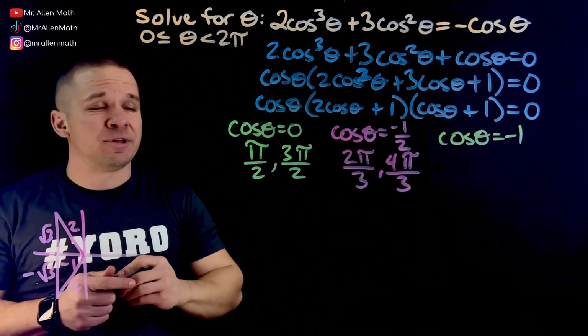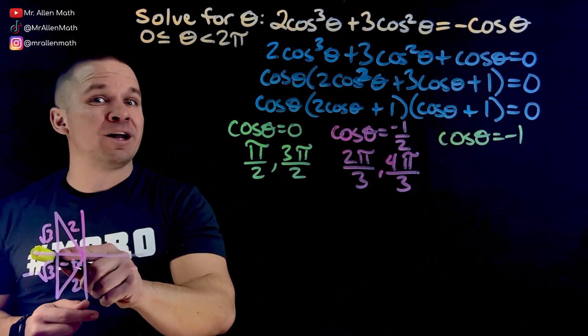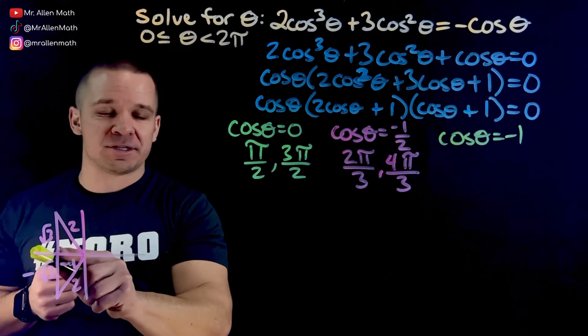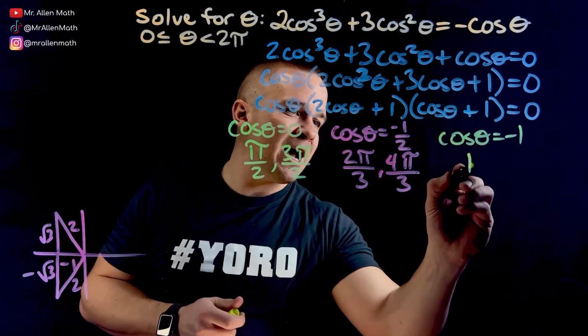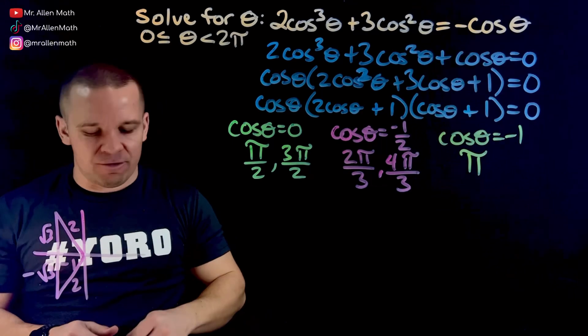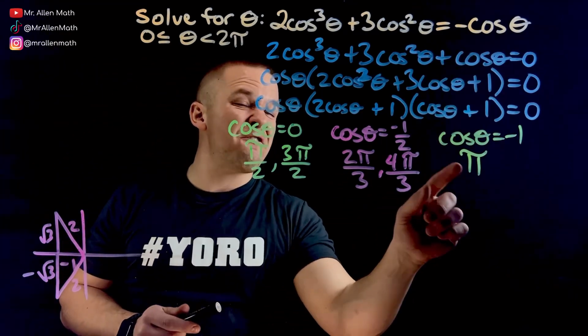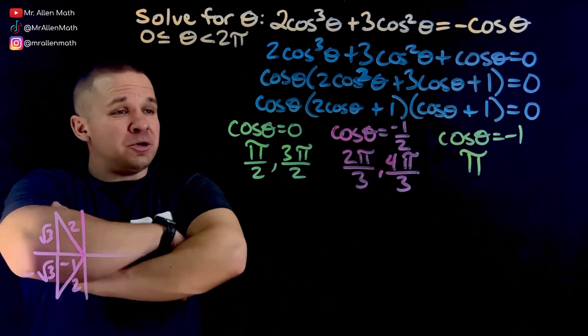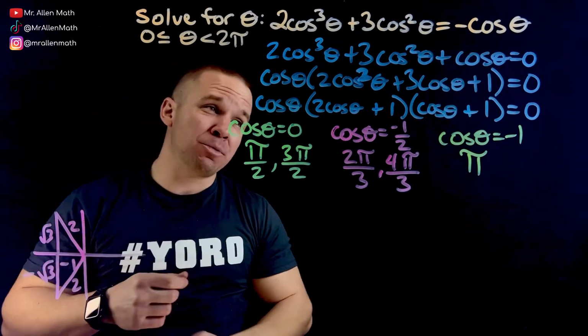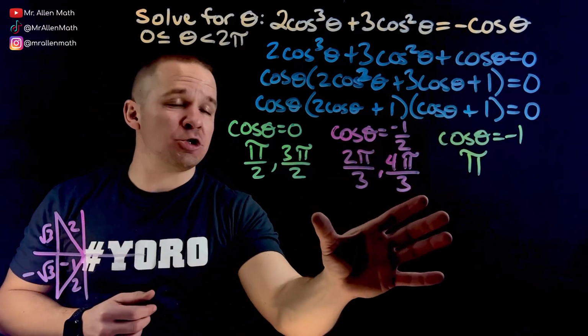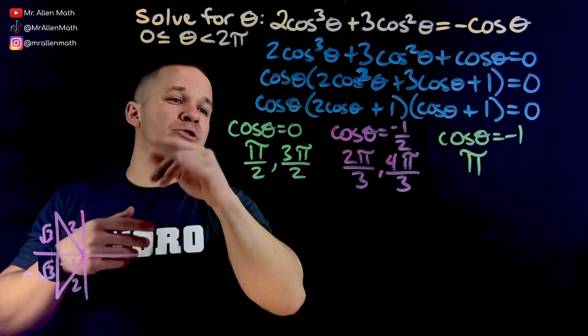Beautiful. Last one. Cosine of theta is going to be equal to -1. So when does cosine equal -1? That would be the quadrantal angle right over here, because my x-coordinate on the unit circle is -1 over there. So that's going to be at pi. And there we have it, folks. We've got 1, 2, 3, 4, 5 total solutions. That's pretty dope, man. And that's for the situation where you are between 0 and 2 pi.